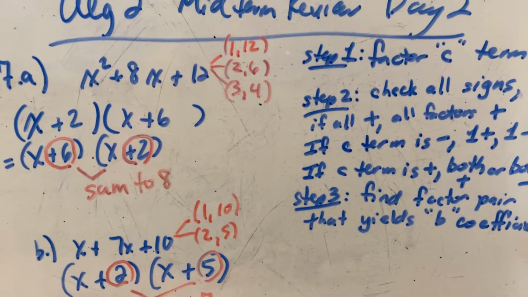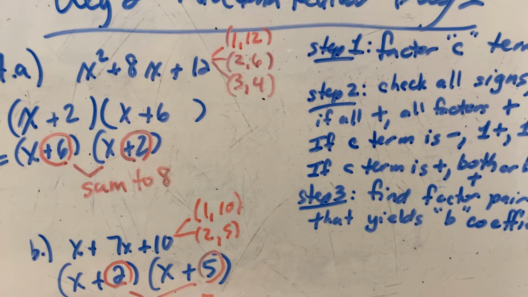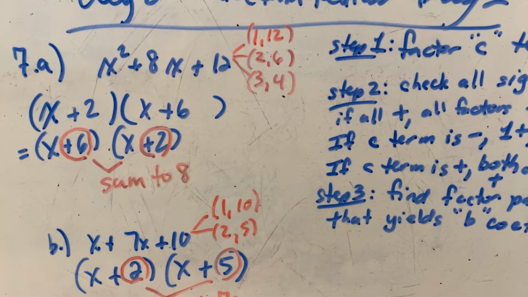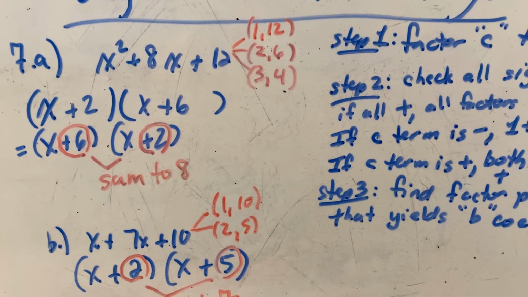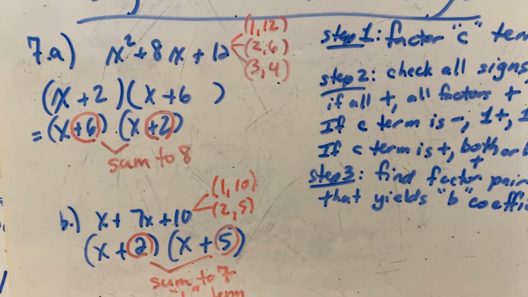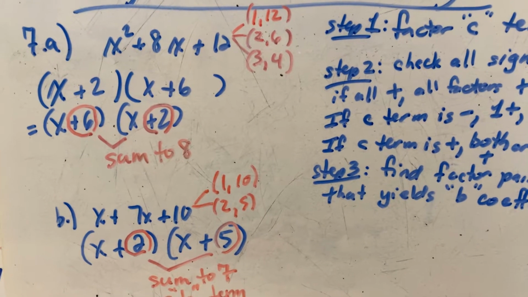So step 1 is always going to be to factor the c term. We have x squared plus 8x plus 12. 12 is 1 times 12, 2 times 6, or 3 times 4. Those are the factor pairs. We're going to check all the signs. If everything's positive, all factors are positive.